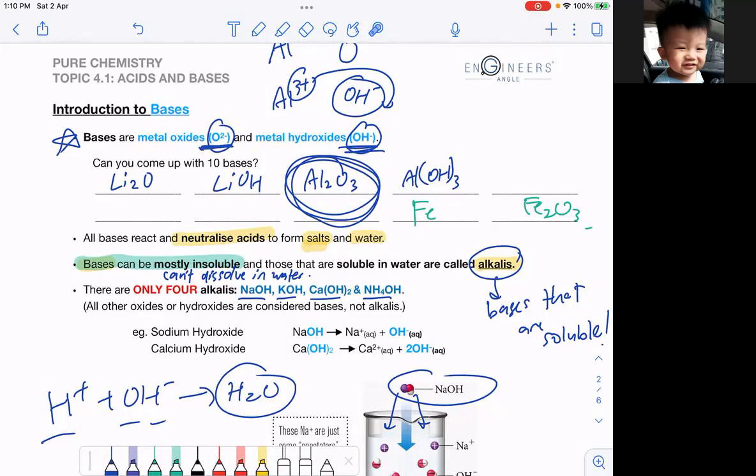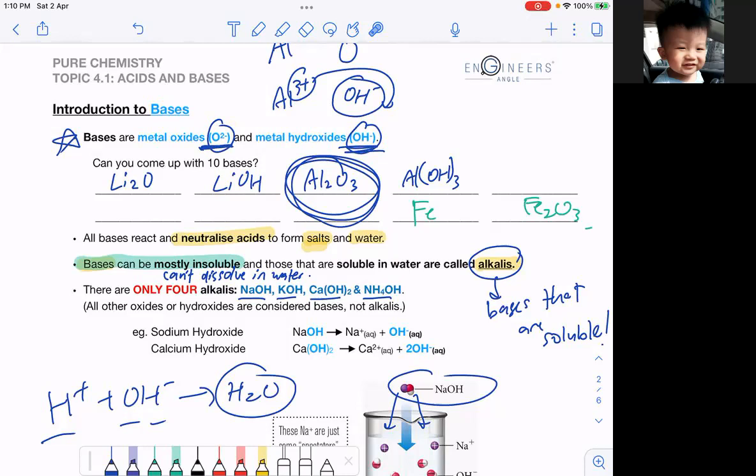Francium is at the bottom. So if I said francium is a metal already, you don't need to verify it. So francium oxide is a base. Francium hydroxide is also a base. And I can say other things. I can say another weird metal, whatever. Okay, you get my point.